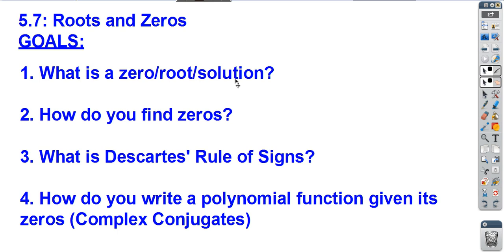Second question, how do you find zeros? And that will be using techniques that we've kind of talked about already, things like factoring and other things early on in the chapter. Third thing is, what is Descartes' rule of signs, meaning positive and negative signs? How does that apply to polynomials? How does that help us solve them? And then finally, if somebody gave you the solutions to an equation, how would you go backwards to figure out what polynomial you started with?